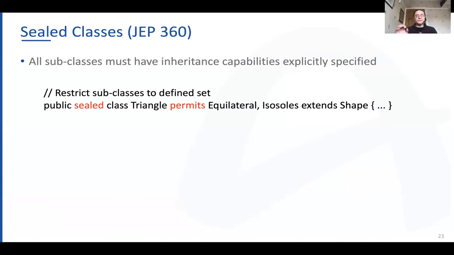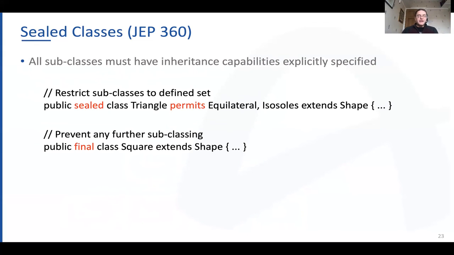So the first is we could restrict the subclasses to a defined set. So we could actually continue that sealing with a permitted set of classes. So we could do public sealed class triangle, and then we could say, okay, that permits equilateral and isosceles and extends shape. Another alternative is we could actually prevent any further subclassing. So we could make it final, and that effectively seals it completely, turns it off.